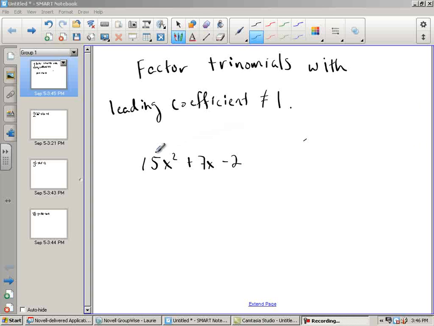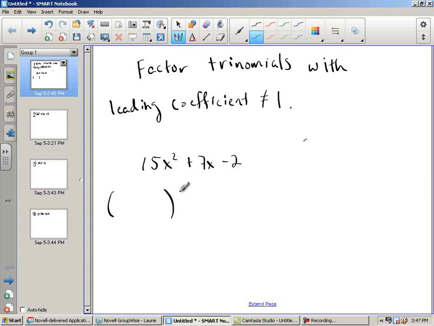This 15x squared means that in the parentheses, yes, I'll have an x in each parentheses, but it won't just be a single x. It might be 3x and 5x. It might be 15x and 1x. There's a lot of choices I have to go through. So I will show you two different ways in which to do this. The first one is what we call guess and check.